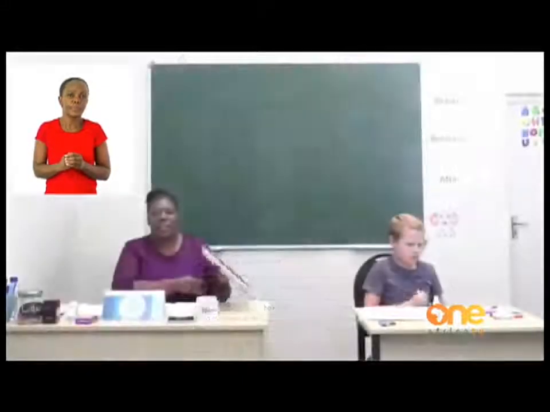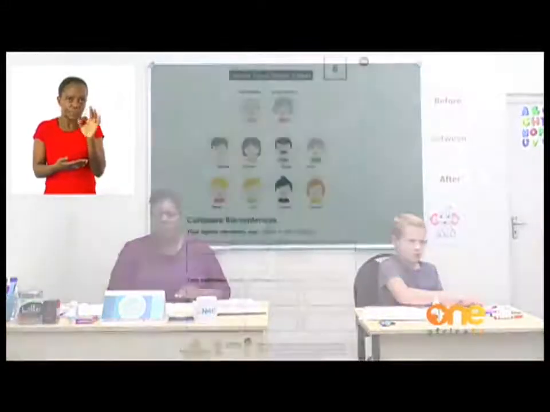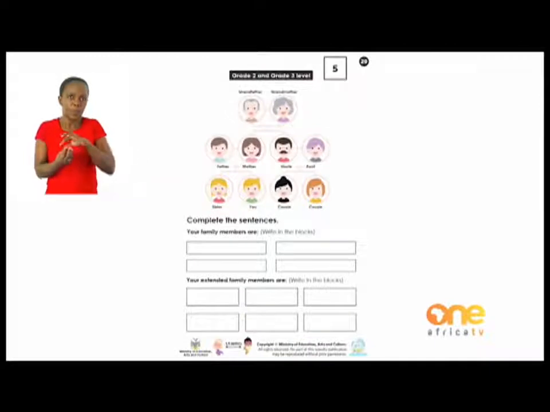On page 29, we find a family tree there. We have a grandfather and a grandmother. Father, mother, uncle, aunt, sister, you, cousin, cousin. This is our extended and immediate family.